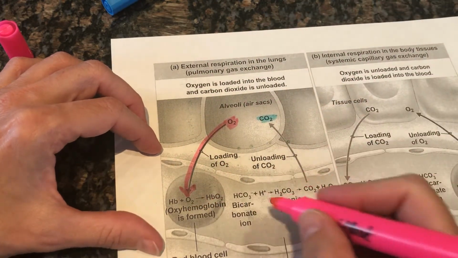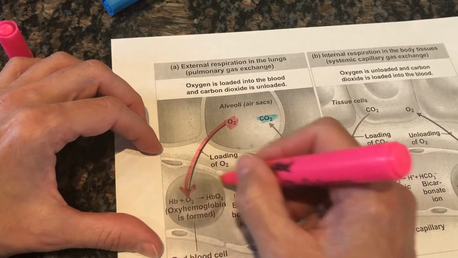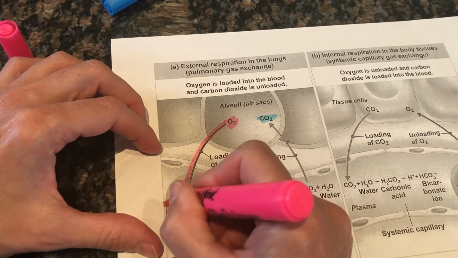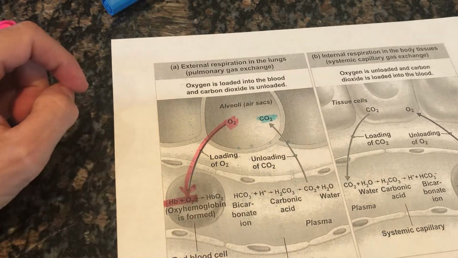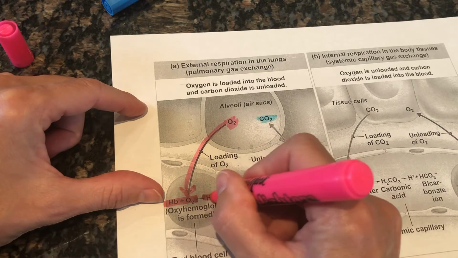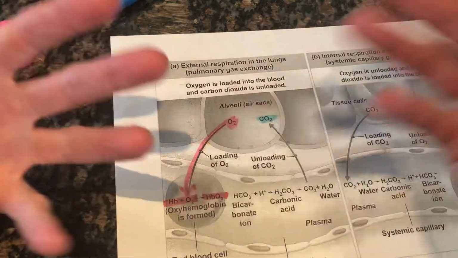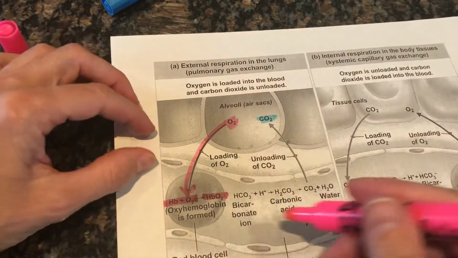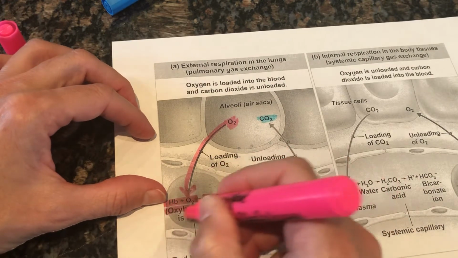And when oxygen is loaded into the red blood cell, this is a red blood cell, it mixes with something called hemoglobin. Okay, and I've mentioned hemoglobin to you before. And when hemoglobin attaches to oxygen, and hemoglobin loves oxygen, it's a real chemical attraction, we make something called oxyhemoglobin.